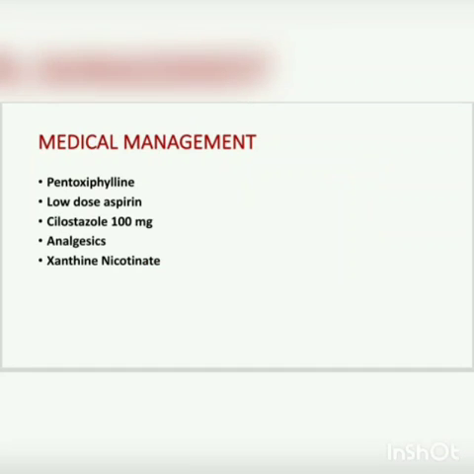Now come to the medical management. A variety of drugs have been tried to treat Buerger's disease. For example, pentoxifylline. It increases the flexibility of RBCs and helps them reach the microcirculation in a better way to increase the oxygenation. Then aspirin. It is an antithrombotic drug.